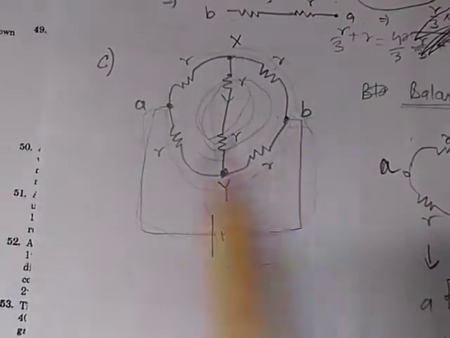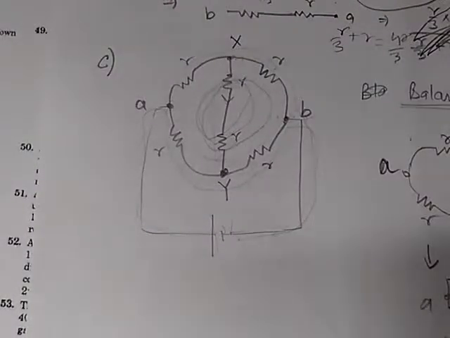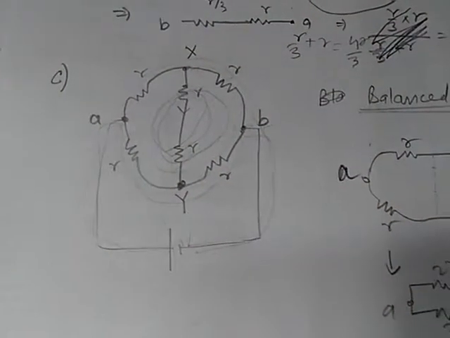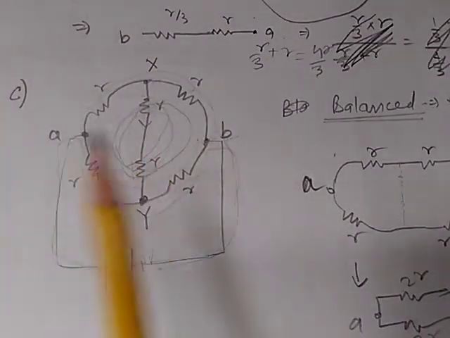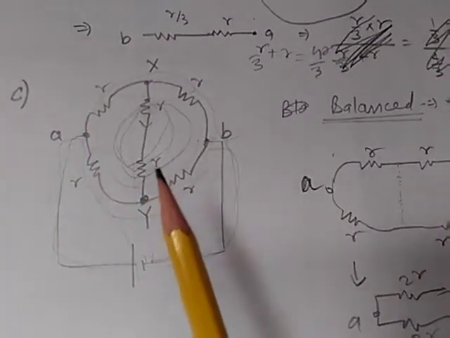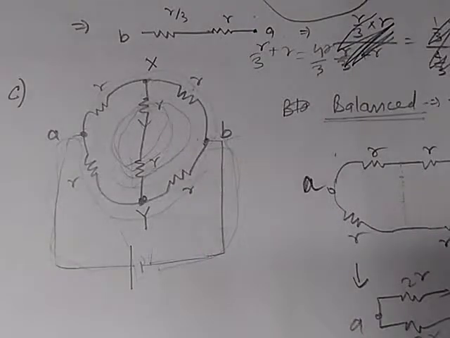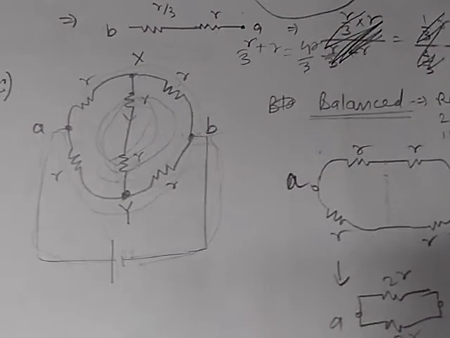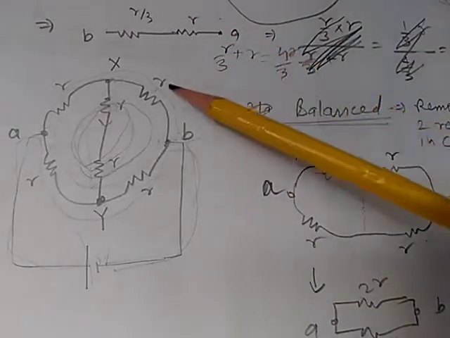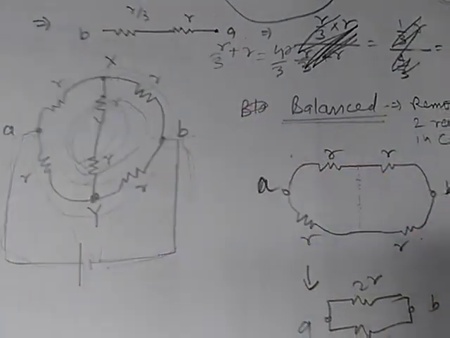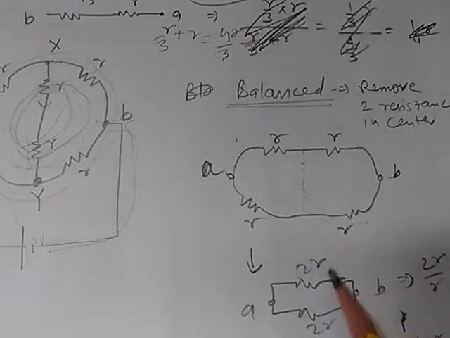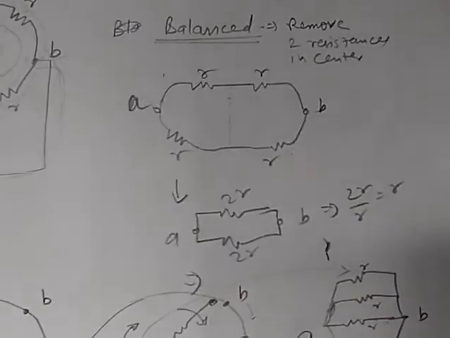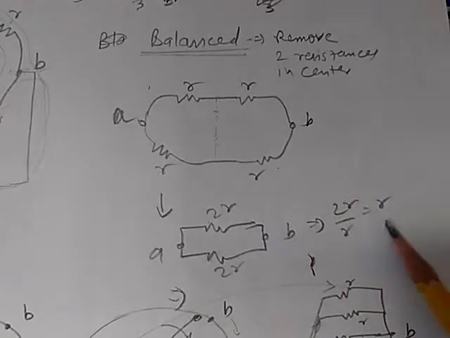Anytime you see a symmetrical resistor and you think that by connecting a voltage source between these two points there will be no flow of current in it, then you can just eliminate these resistors from your calculation. So by eliminating these two resistors, R and R, we get a circuit simplified to this: R plus R, 2R, and 2R in parallel with 2R. The equivalent resistance will be 2R divided by 2, or R.